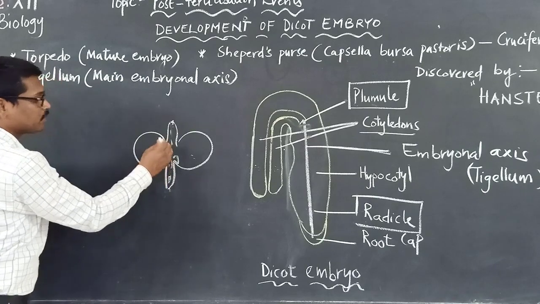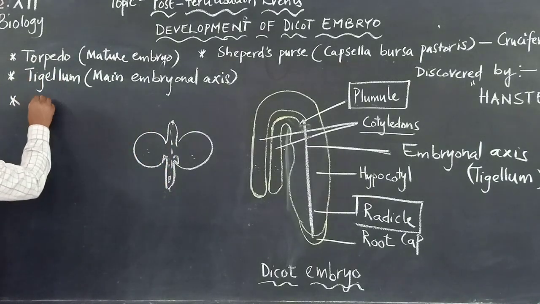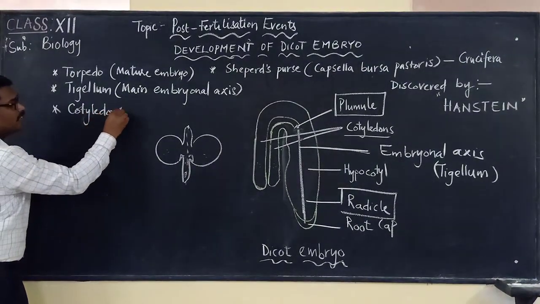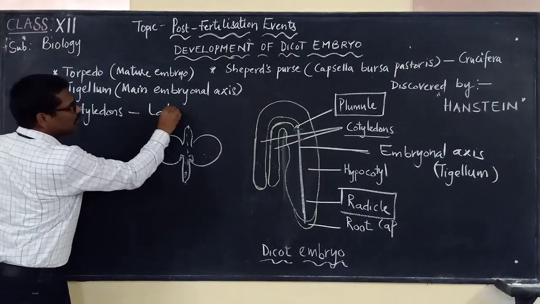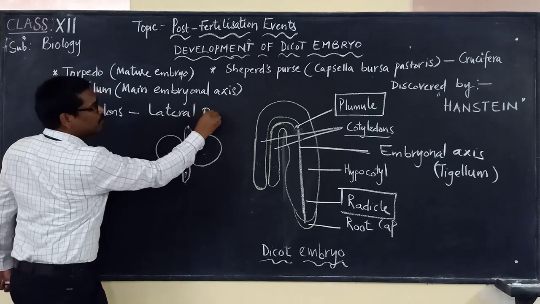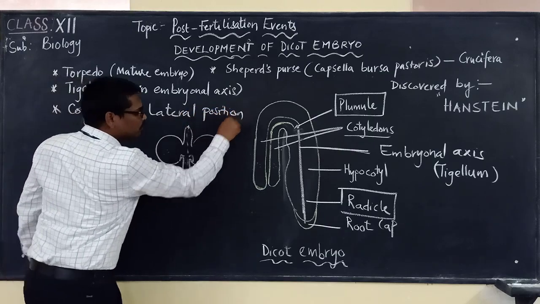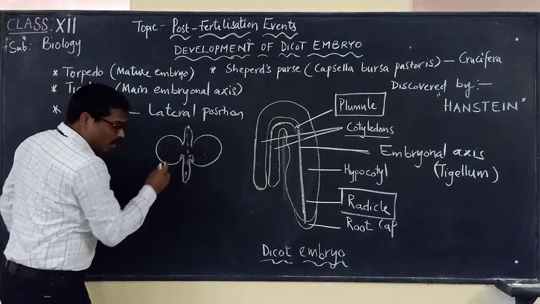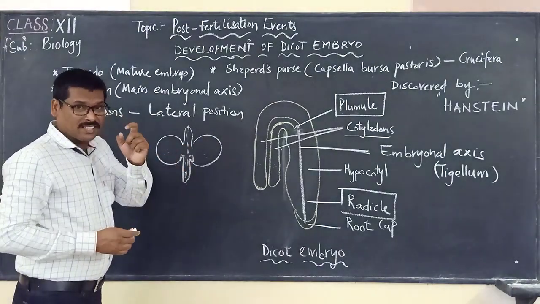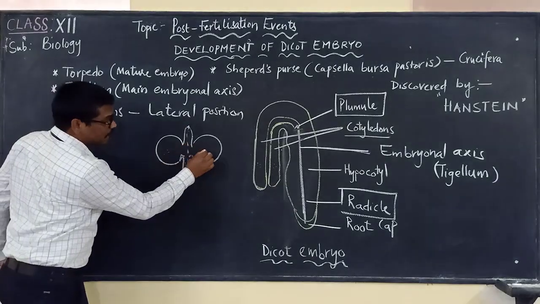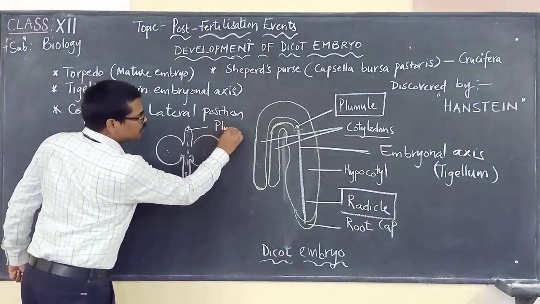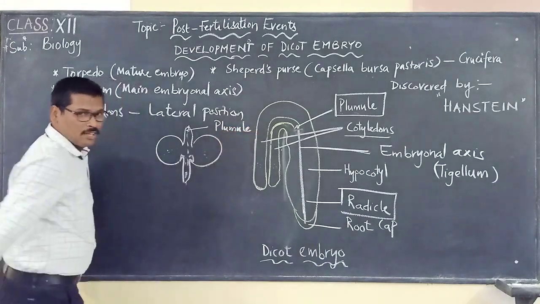So you have to remember, the next one is that the cotyledons are present on lateral position of the embryonal axis. And the portion of the embryo which is above the cotyledons is called as what now? It will be called as the plumule.